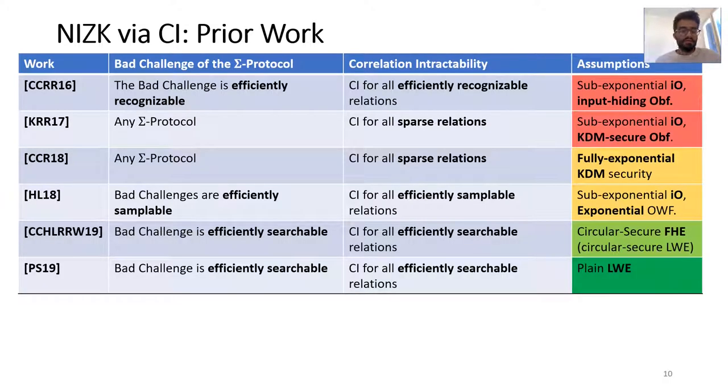But very recently, last Crypto, or even a bit before, this line of work led to constructions under standard assumptions. In particular, this last work by Peikert and Shiehian used the observation that the batch challenge function is efficiently computable for some sigma protocol. And therefore, all they need now is correlation intractability for all efficiently computable functions, and they can get that under LWE. So let's recall our goal. Our goal is to extend this paradigm and base it on other standard assumptions. And there seems to be a barrier here.